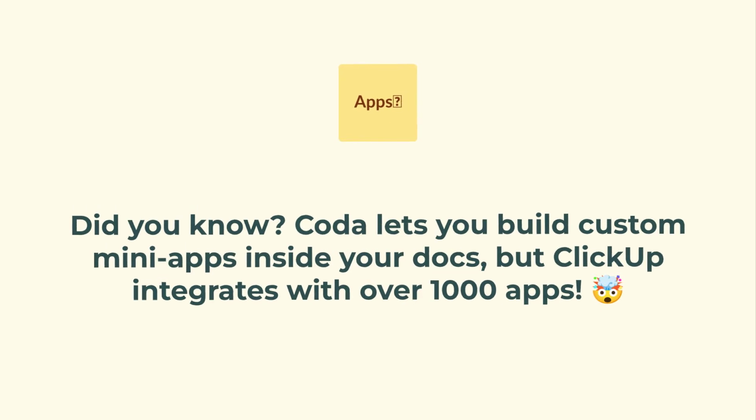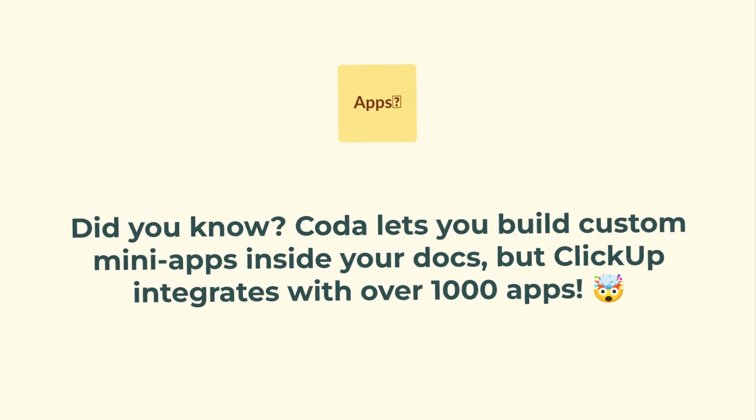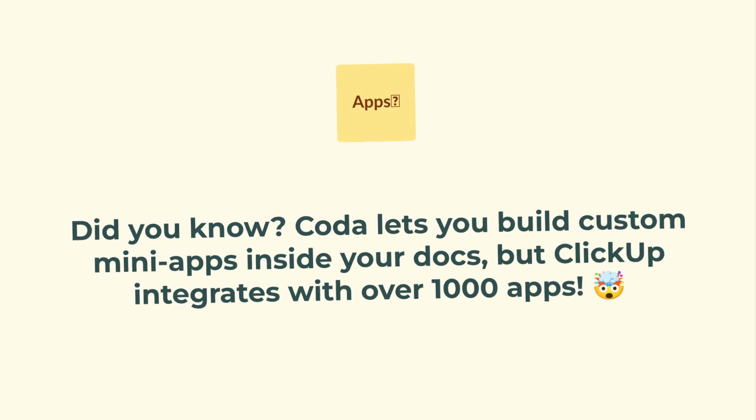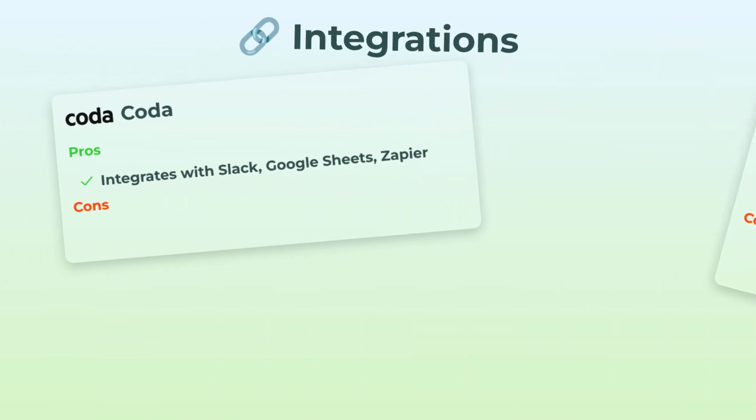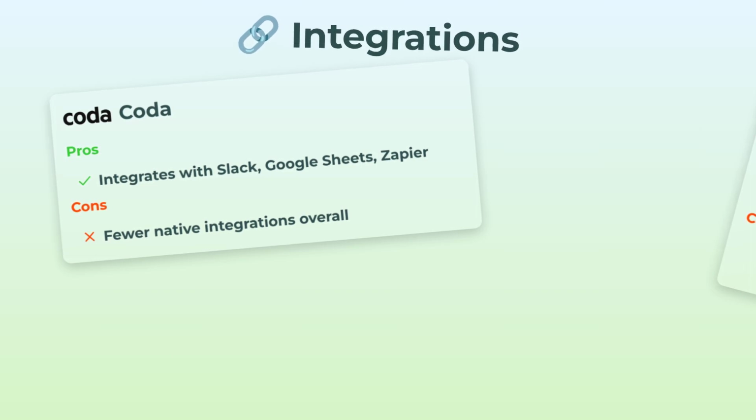Oh, and here's something cool. Did you know Coda lets you build custom mini apps inside your docs? But get this, ClickUp integrates with over 1,000 apps. Kind of wild when you think about it. Moving on. Integrations. Okay, Coda's got the basics. Slack, Google Sheets, Zapier, so you're not totally left out. But the list is, well, not super long.